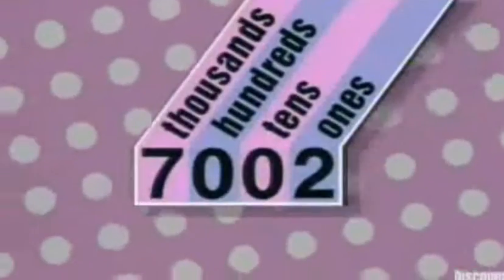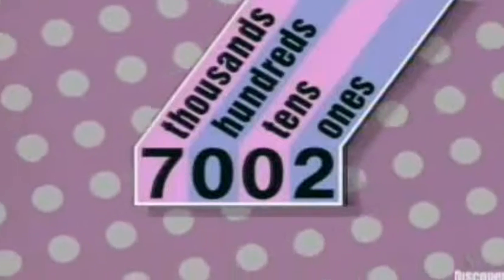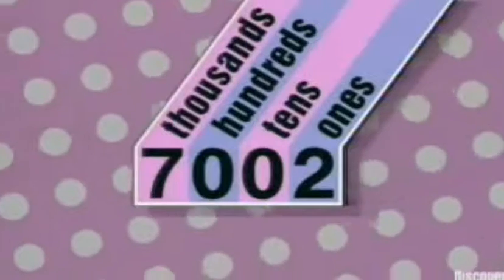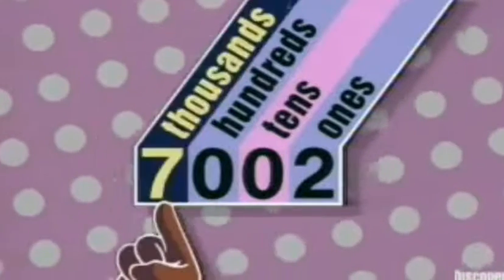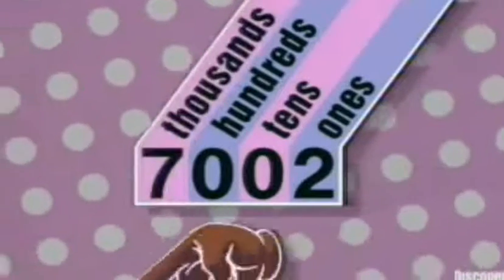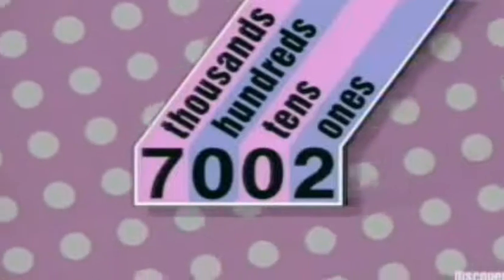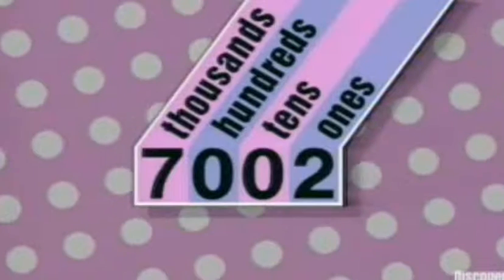This is a thousands number. How many digits does it have? It has 4 digits. For this number, there's a 7 in the thousands column and a 2 in the ones column. This number is 7002.